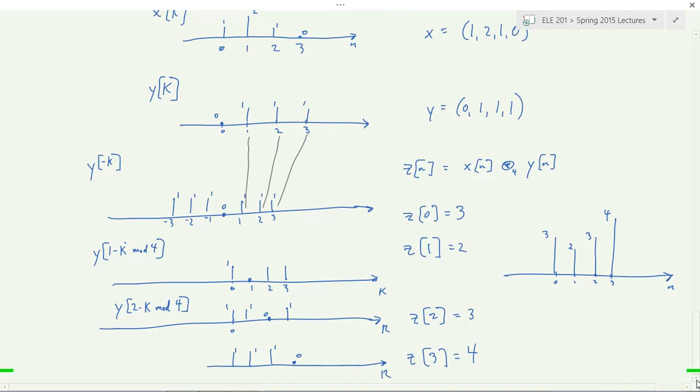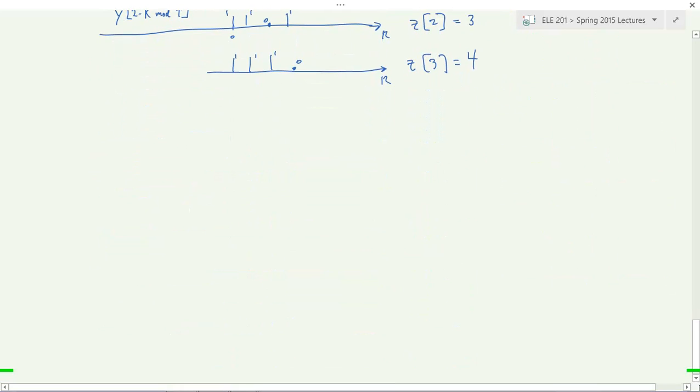All right, let me justify a little bit about why circular convolution is the right rule for something like, for example, the discrete time multiplication property.